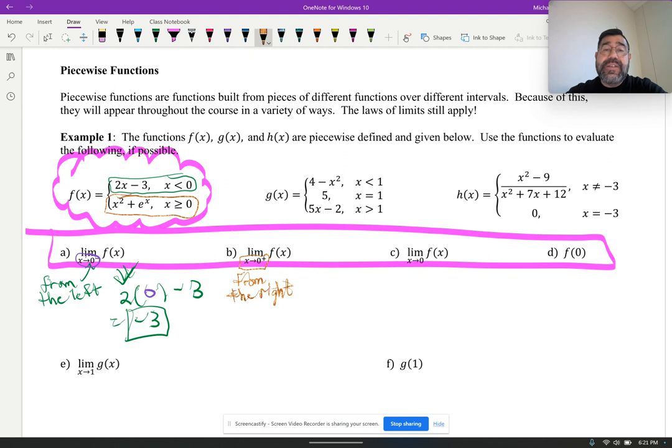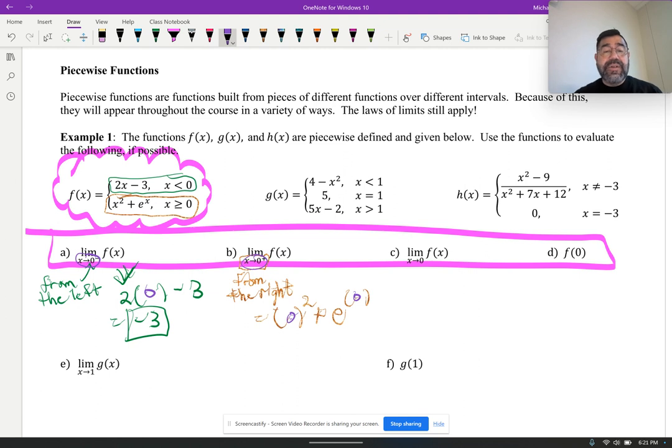Is x squared continuous? Sure, it's just a parabola. Is e to the x continuous? Sure, it's just an exponential. So when I put them together, they should be continuous. So again, I'm going to take my formula and I'm going to substitute directly in the value that I'm approaching.